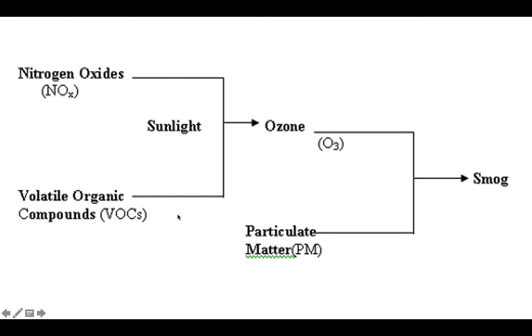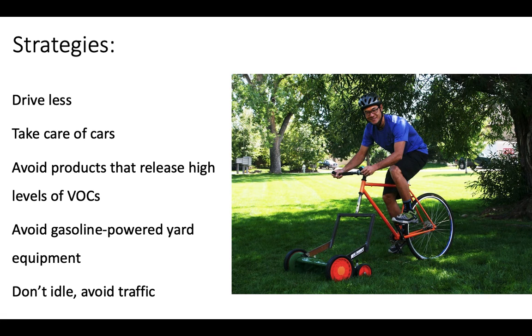Again, we need to return to this diagram. These are the factors that influence smog formation. So we need to reduce the amount of particulate matter, VOCs, and nitrogen oxide. We can't really alter the amount of sunlight, and that's kind of out of our control, so to speak. So what can we do? We can drive less and take care of our cars. That's going to reduce the amount of VOCs and nitrous oxides they emit.